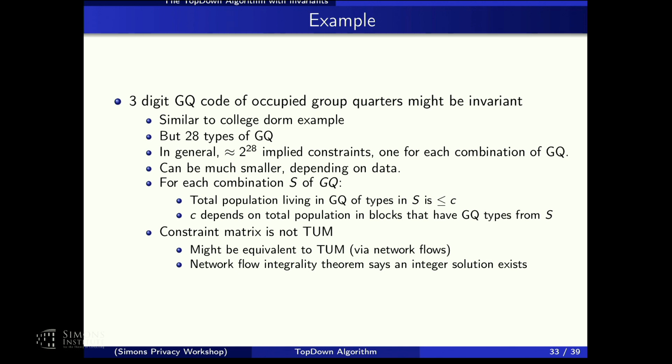Okay. So when we look at this, the constraint matrix is not totally unimodular, but using network flows, we can prove that we get integer solutions. Okay, and then you might be asking me, well, if you have network flows, why isn't it TUM? And it's because our constraints are on the capacities of the edges rather than just encoding the network structure.